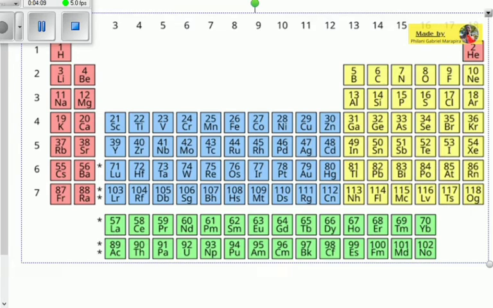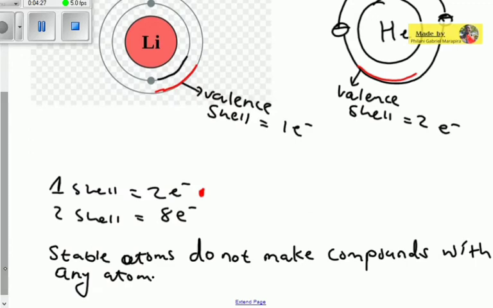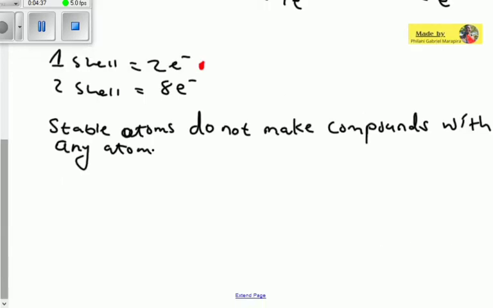You never find any compound that has neon and argon, all of those. Here, helium cannot react with any other element because it has its valence shell filled with electrons. So how do we determine that something is a stable gas? It is if its valence shell, the outermost shell, is filled with its maximum number of electrons. So this is what you need to know.